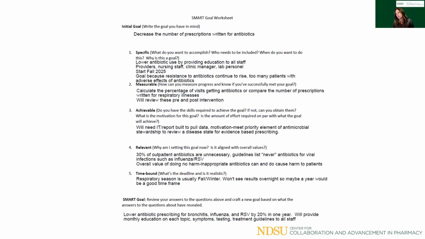And time bound. How can I make this goal time bound? Well, respiratory season is in fall and winter, so we won't receive results overnight. So maybe a year is a good framework for this work. So in the end, working through this worksheet, my goal changed from just decrease the number of prescriptions written for antibiotics to lower antibiotic prescribing for bronchitis, influenza, and RSV by 20% in 1 year. And I will provide monthly education on each topic, symptoms, testing, and treatment guidelines to all staff.